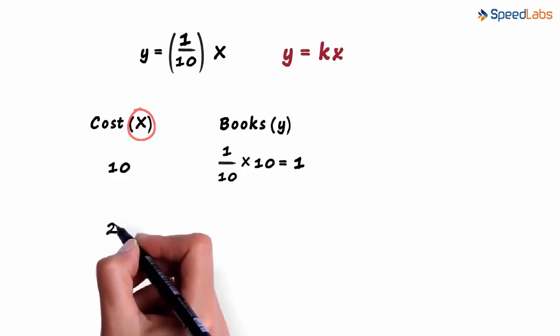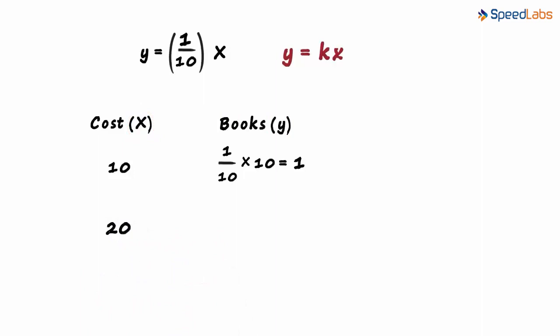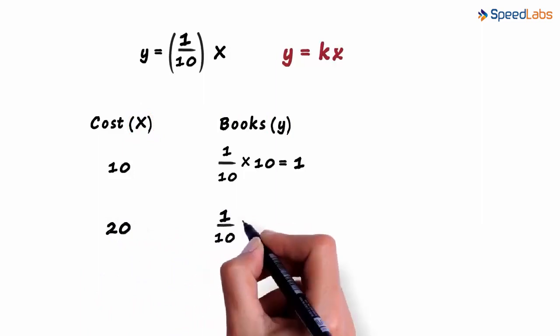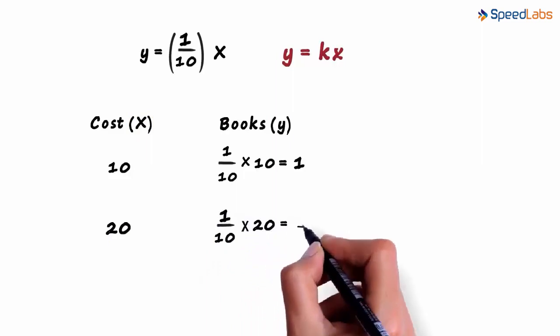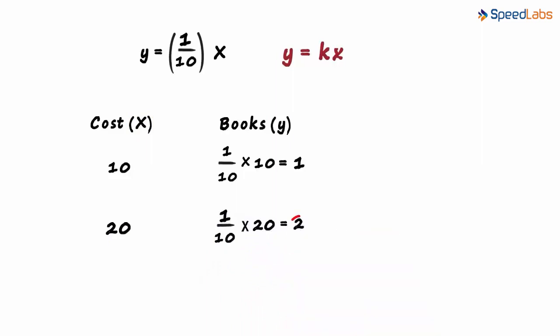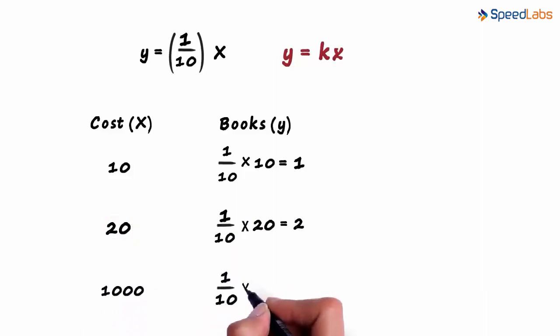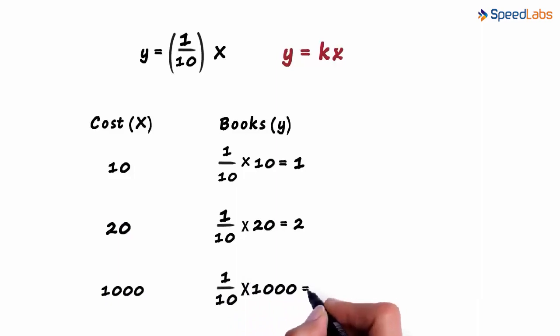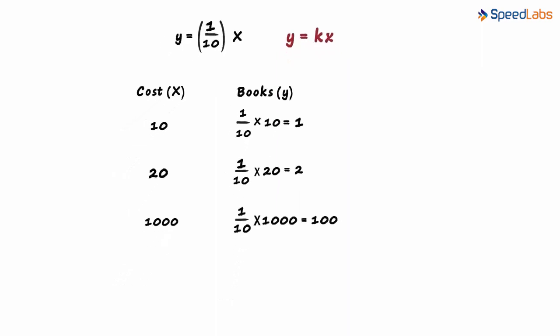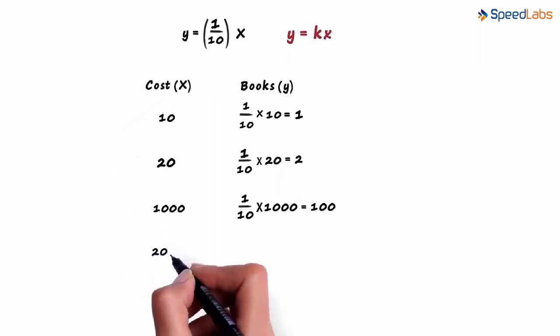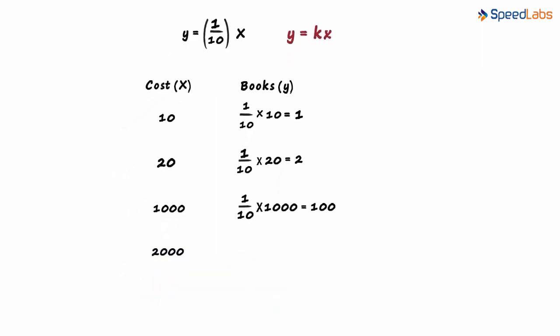If the total cost is 20, then the number of books is 1 by 10 multiplied by 20, which is equal to 2. This means that you can buy 2 books if you have 20 rupees with you. And if the total cost is 1000, then the number of books you bought is 1 by 10 multiplied by 1000, which is equal to 100. Now let's take one last case. If the total cost is 2000, then the number of books is 200.